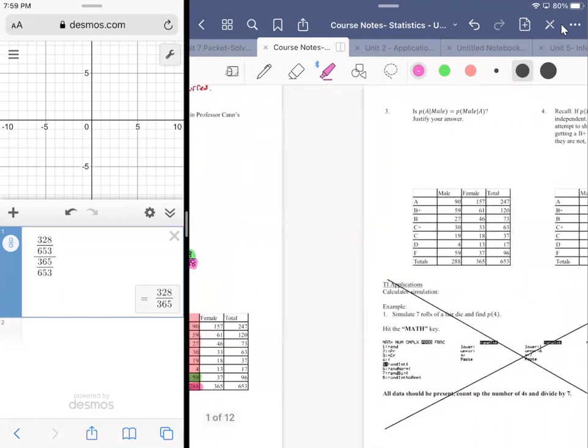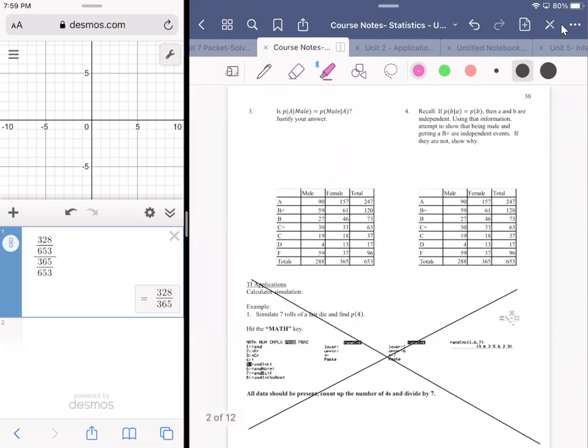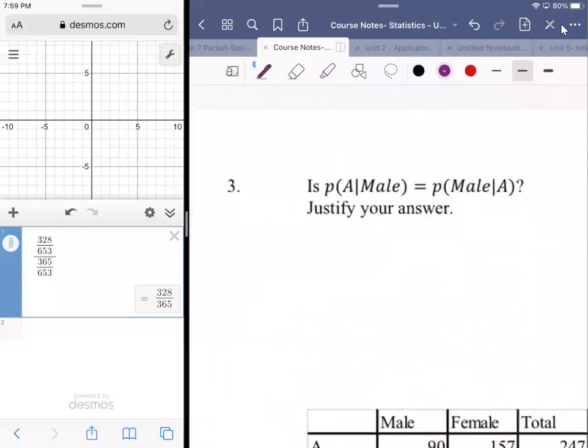All right. So the next page says, is the probability of getting an A given that you're a male the same as the probability of being a male given that you get an A? We'll look at them one at a time. Basically, it's two problems in one.